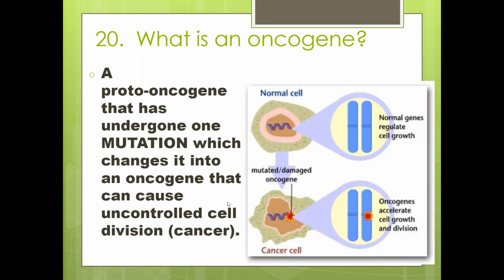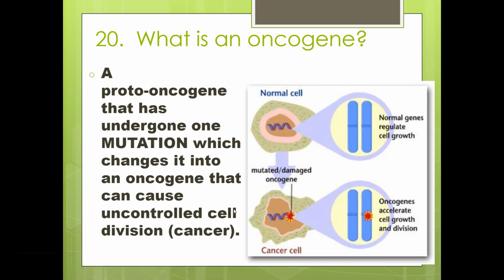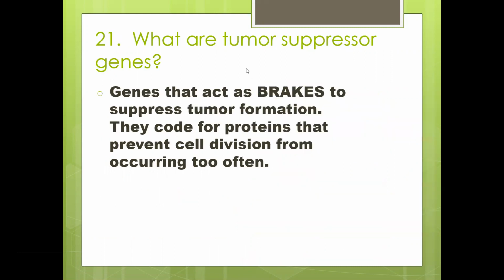Oncogenes can cause uncontrolled cell division or cancer, but they don't always cause uncontrolled cell division and cancer. If you have a series of oncogenes that are all working together, then you end up with cancer. Just having one does not necessarily mean that you will have cancer. Why though? Because you have these things called tumor suppressor genes that are the brakes. They're the "whoa, hold on, slow your roll" genes.